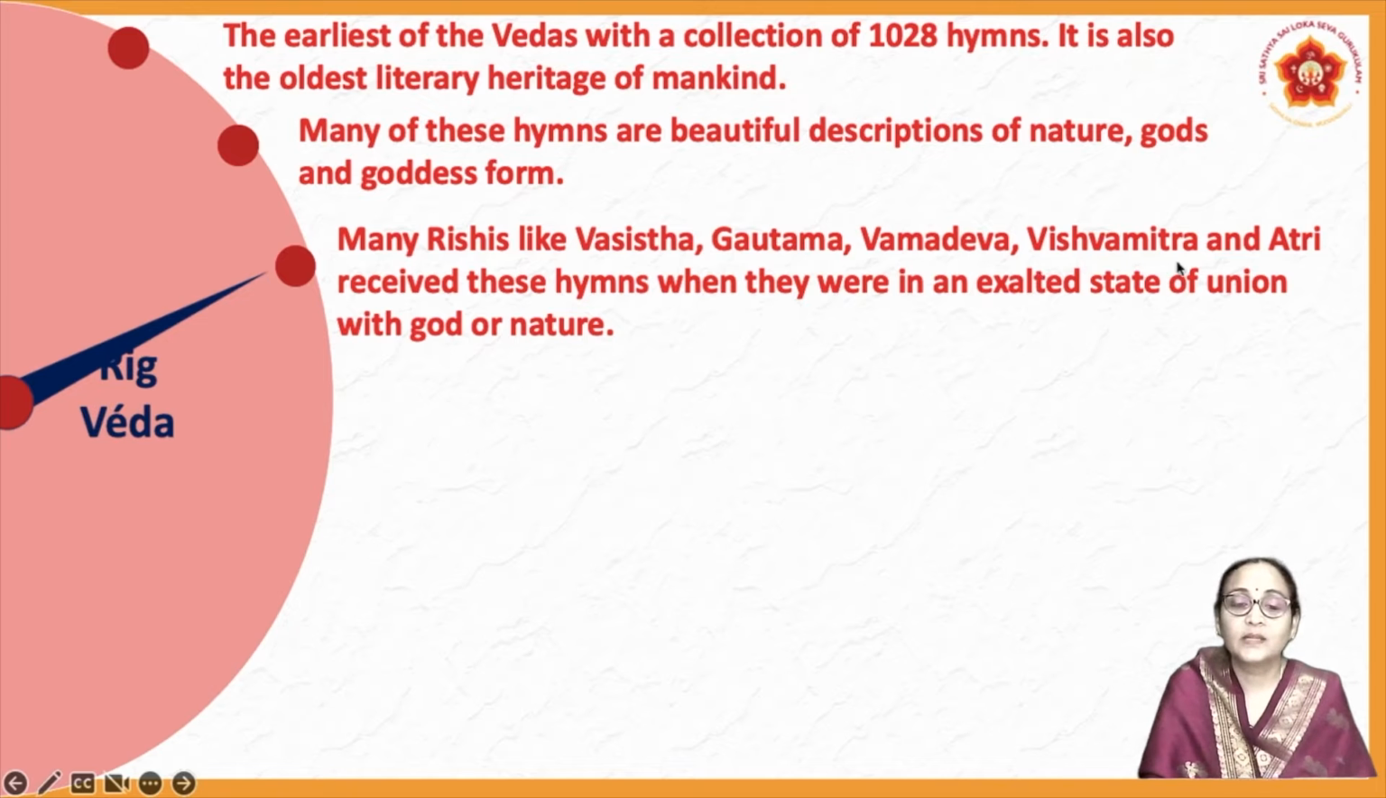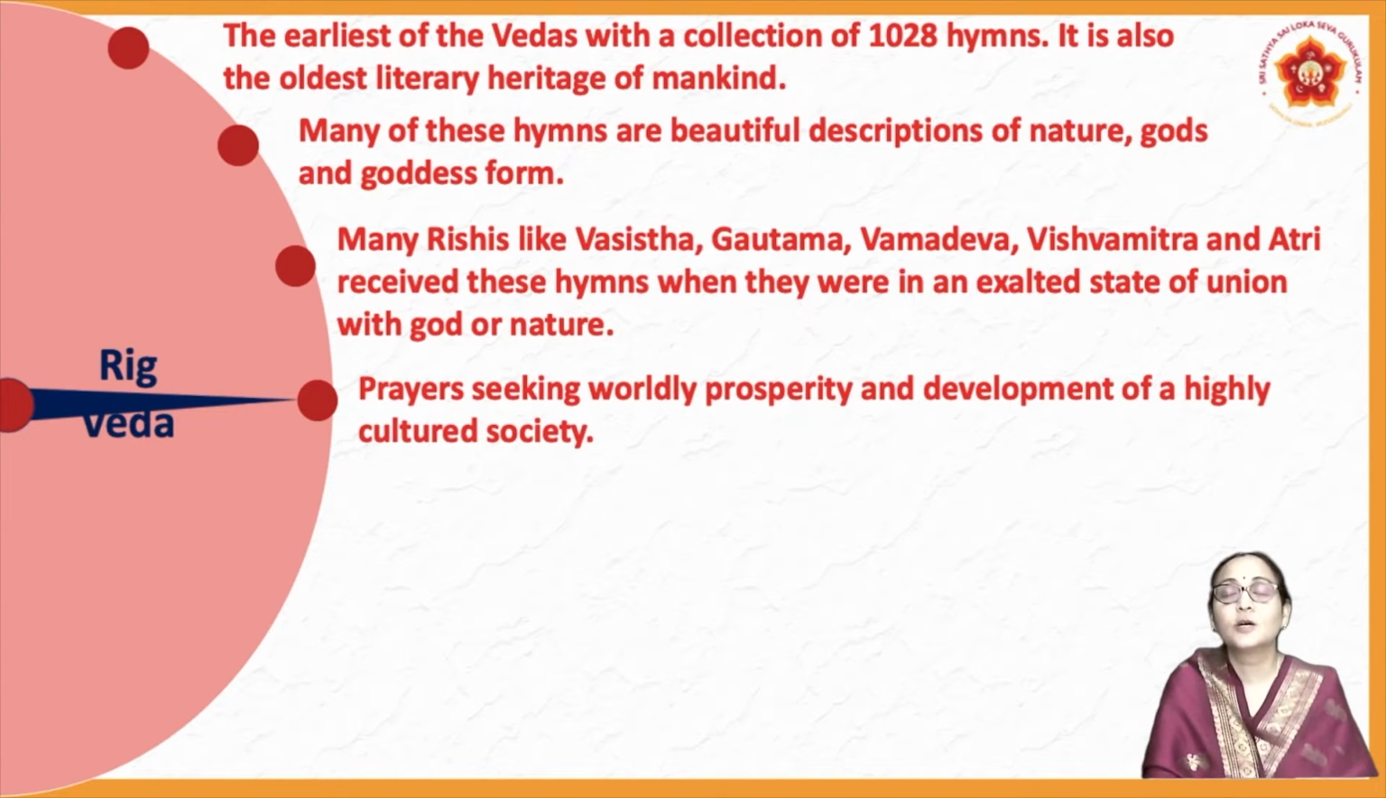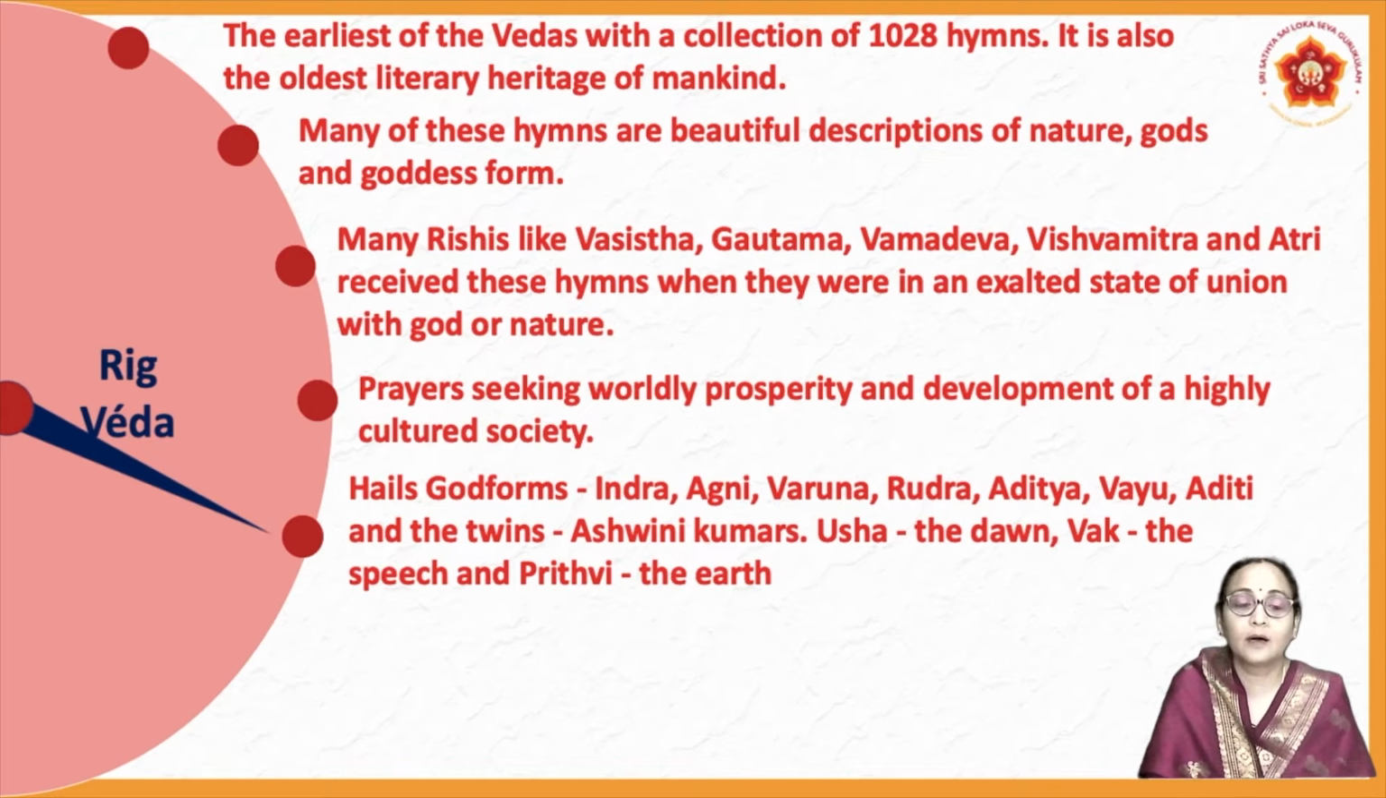And these rishis, when they were in an exalted state of union with God, received these Vedic chants. And they further taught them to their shishyas, their students, the disciples. These are basically prayers seeking worldly prosperity and development of a cultured society. Going back to the god forms in detail, some of the god forms hailed in the Rig Veda are Indra, Agni, Varuna, Rudra, Aditya, the twins Ashwini Kumaras, Usha, which means the dawn, Vak, which means speech, and Prithvi, the earth.